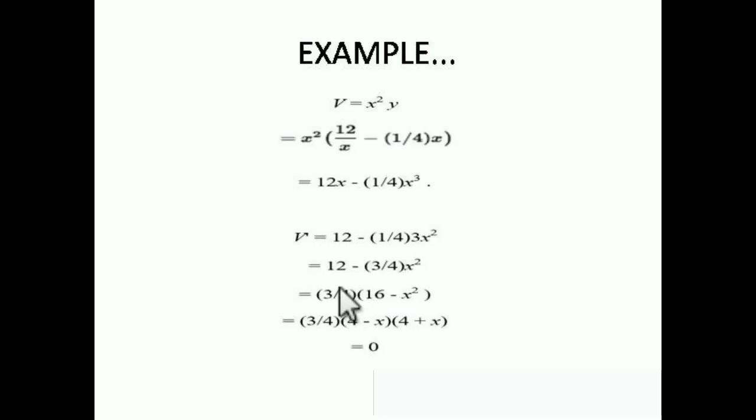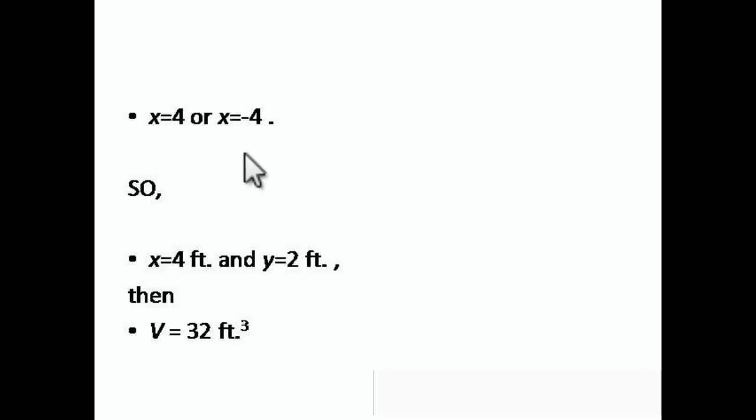For finding maximum and minimum value, we have to equate the first derivative to 0, so this becomes equal to 0. I simplify this, I common out the 3 by 4, so here it comes 16 minus x square. Now 16 minus x square I can write like this: 4 minus x into 4 plus x, a minus b into a plus b is equal to a square minus b square. So by this I get my two values of x. So x is equal to 4 or x is equal to minus 4.